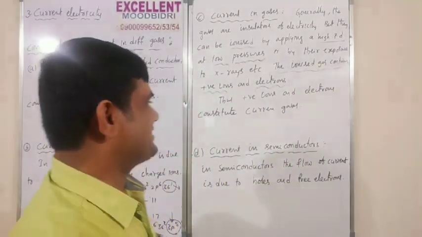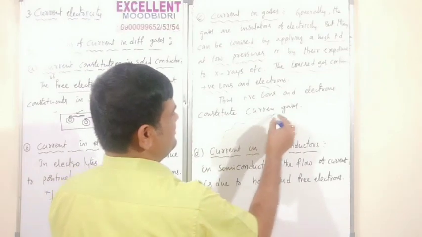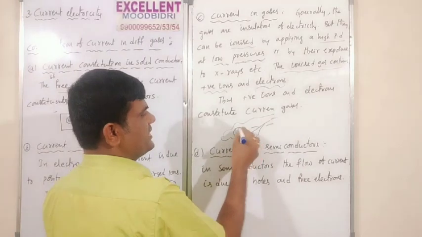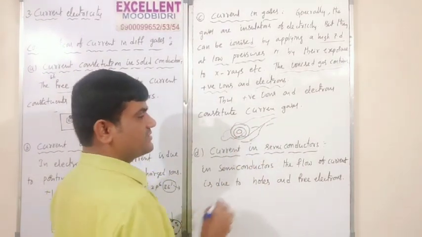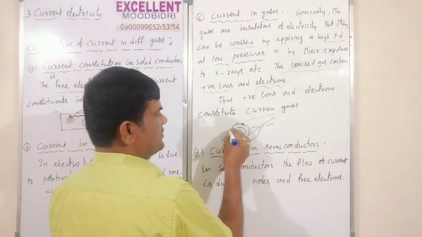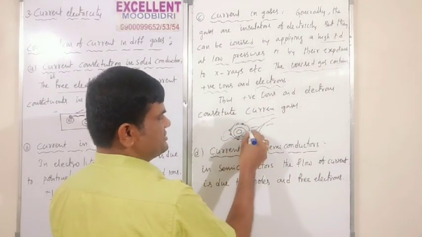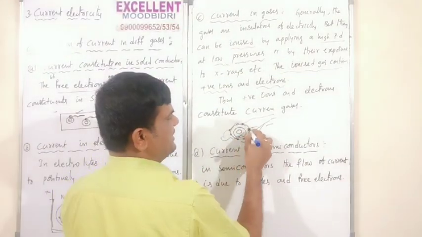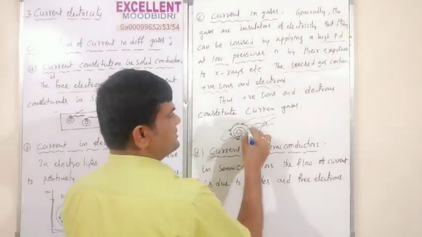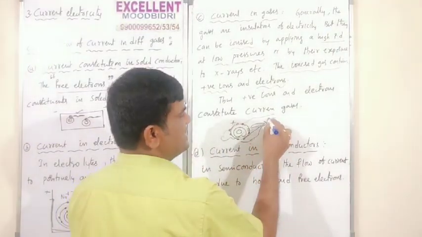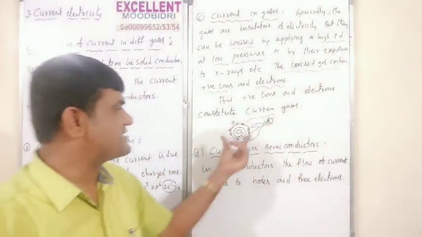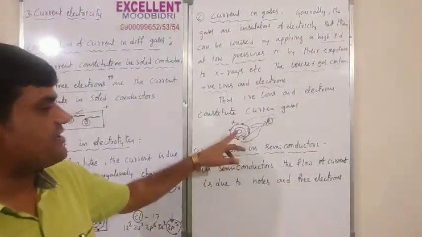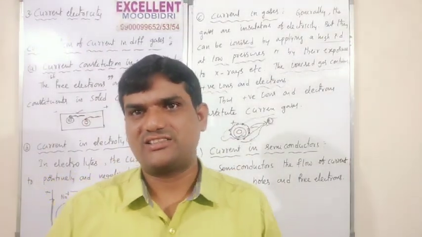Are you clear? For example, this is the gas, and the electron configuration will be like this. Now I can remove one electron from this side, extracting one electron. In that case, what happens? It becomes positive, and this electron is a free electron. So now this gas is an ionized gas. Now this ionized gas can conduct electricity.